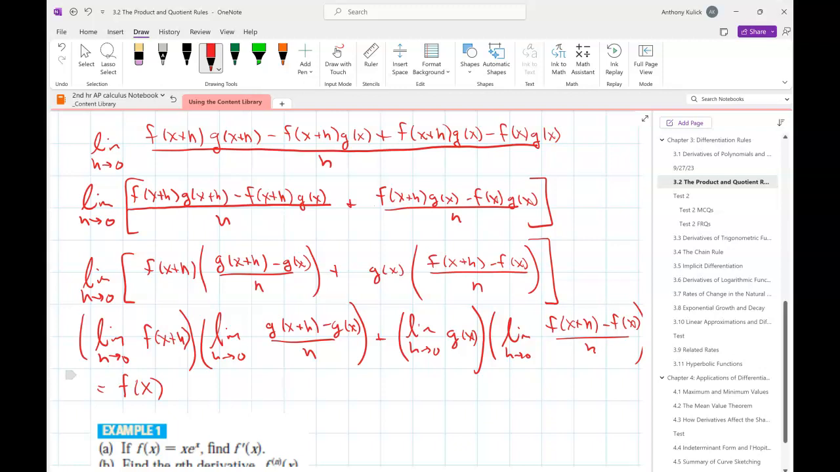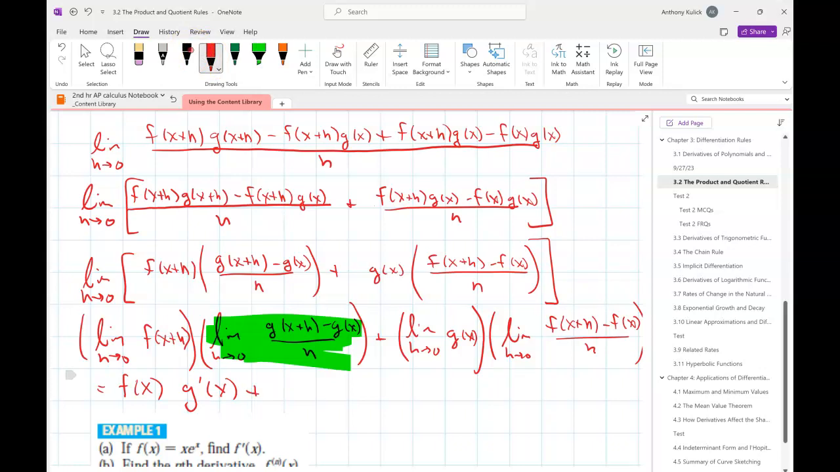0 over h. Zero. Oh, indeterminate. Wait, what? It's the derivative. That's the limit definition of the derivative for g, isn't it? Oh yeah. Oh, it is. Look at that. That is exactly the limit definition of the derivative.